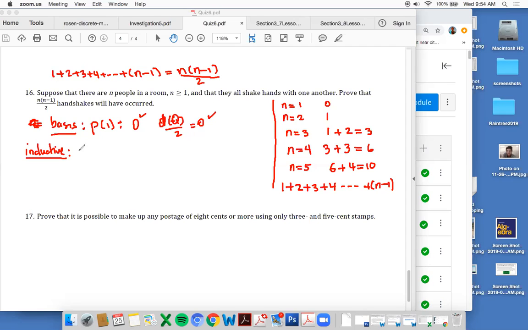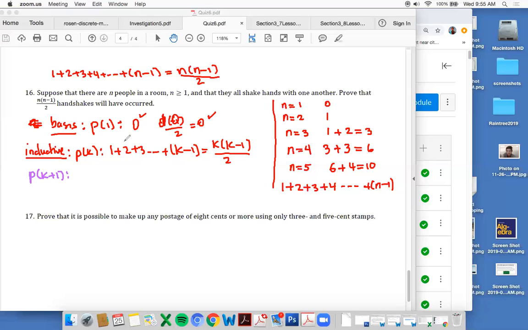Now the inductive step says that we're going to assume P(k) is true. So P(k) says 1 plus 2 plus 3 all the way to k minus 1 equals k times (k minus 1) over 2. This formula is assumed to be correct. Let me change color. And now P(k+1), we're going to go to one more person.